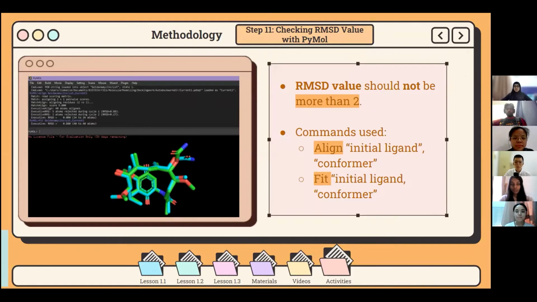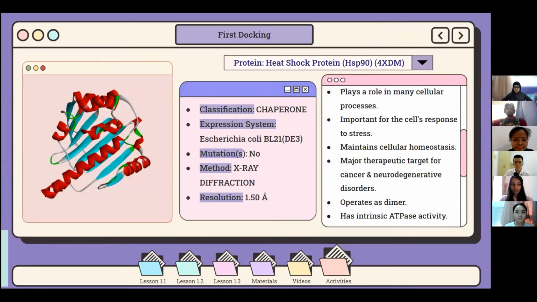We will now proceed to the first docking, which we perform using the heat shock protein HSP90, which is classified as a chaperone protein and was expressed in E. coli. This protein is involved in cellular processes such as cell cycle control, cell survival, hormone, and other signaling pathways. It plays a key role in the cell's response to stress and is the main player in cellular homeostasis maintenance. It has become a major therapeutic target for cancer and an increasing interest for neurodegenerative disorders. HSP90 works as a dimer and has essential ATPase activity.